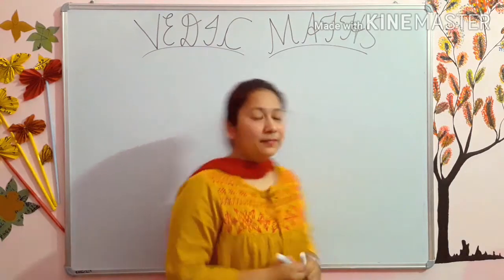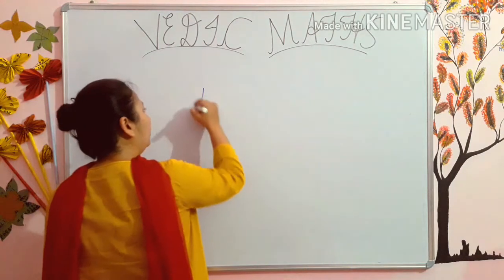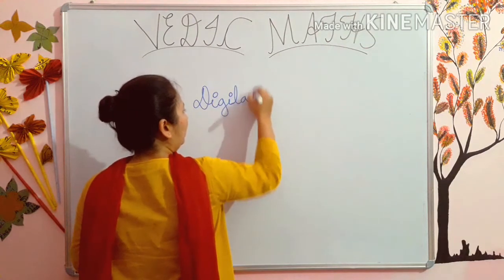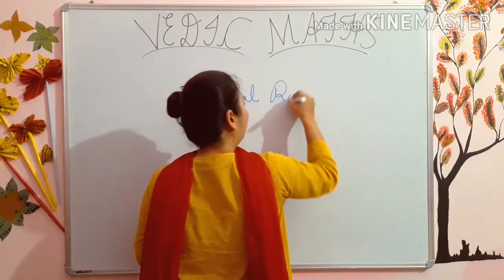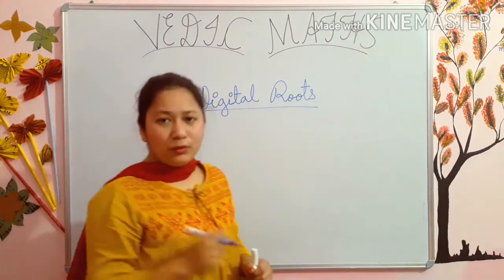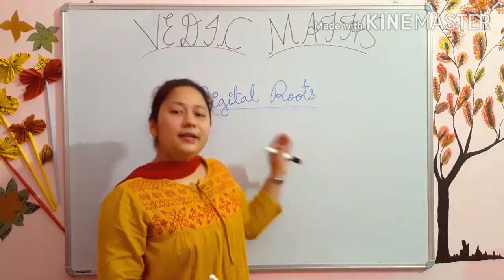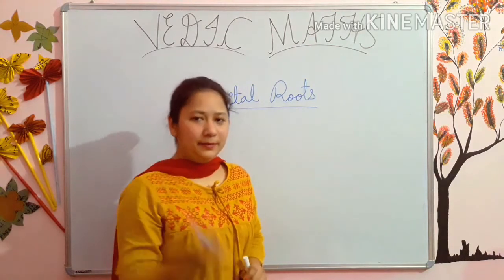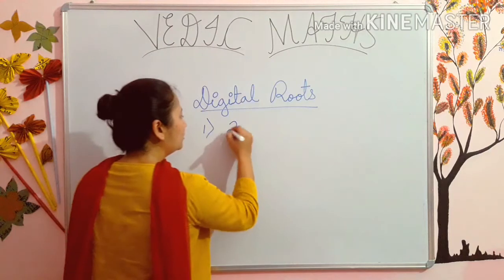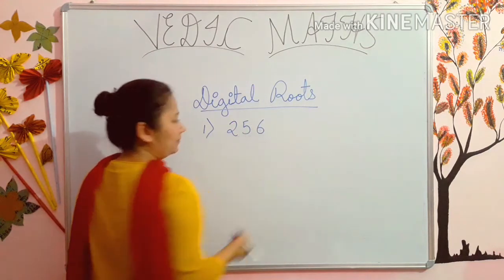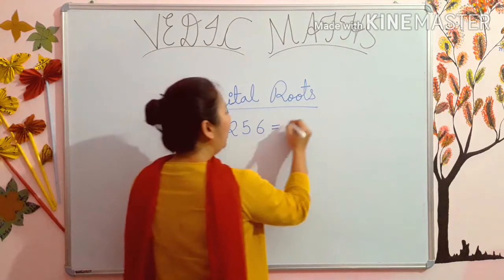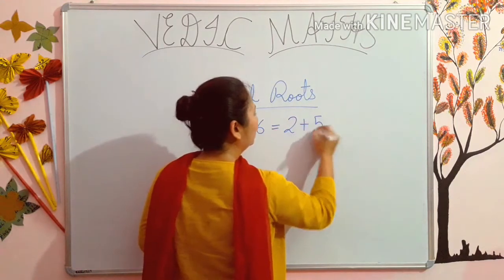So kids, in our last video, we have studied digital roots. I have told you how to find a digital root of a number. So let's take an example as your number is 256. Now what is the digital root of this number? You have to add each number.